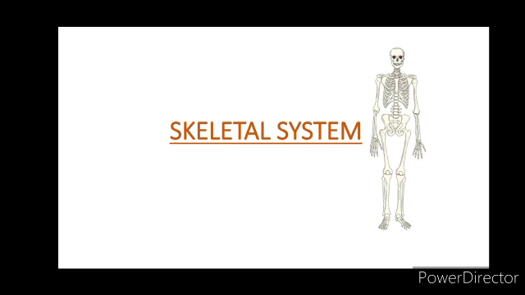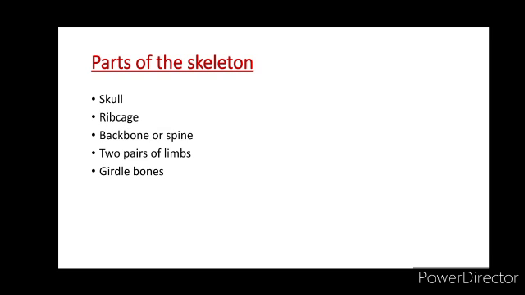Okay, students, we are in the chapter skeletal system. We already know there is a framework of bones in our body called the skeletal system or the skeleton. The skeleton gives shape and support to our body. It consists of strong, hard and stiff bones. There are different kinds of bones in the skeleton, like long bones, short bones, flat bones, round bones and irregular bones. Our skeleton consists of the skull, the rib cage, the backbone and two pairs of limbs and girdle bones.